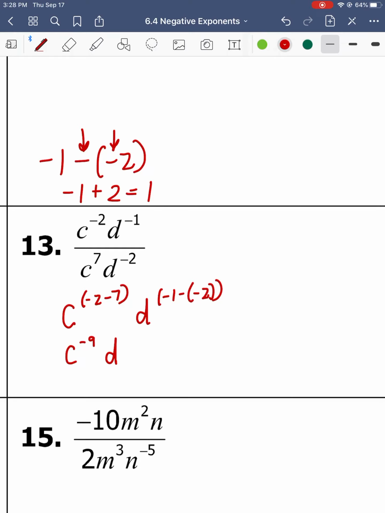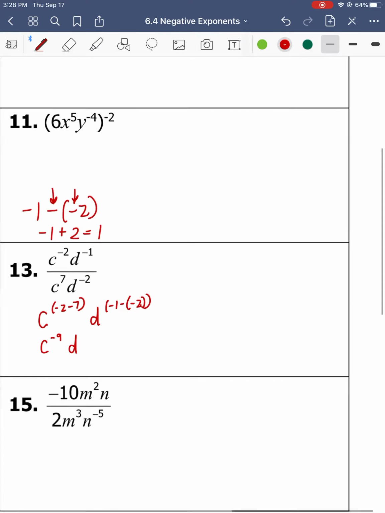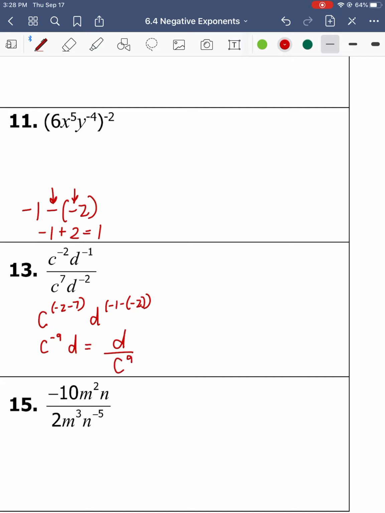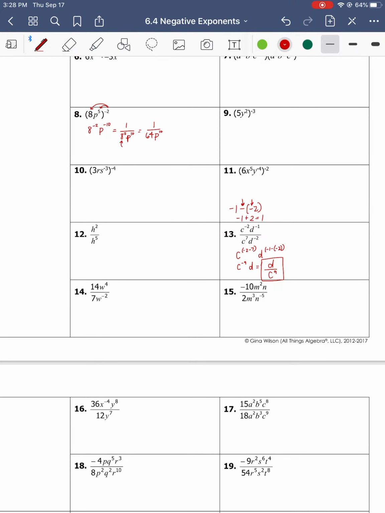So then we're going to have d to the positive 1, but we don't write it. If the exponent's 1, we don't write the exponent at all. So we have c to the negative 9th d. D has a positive exponent, so we're going to leave it in the numerator, and then we're going to put c in the denominator and make its exponent positive. So we have d over c to the 9th. And that is our final answer there.